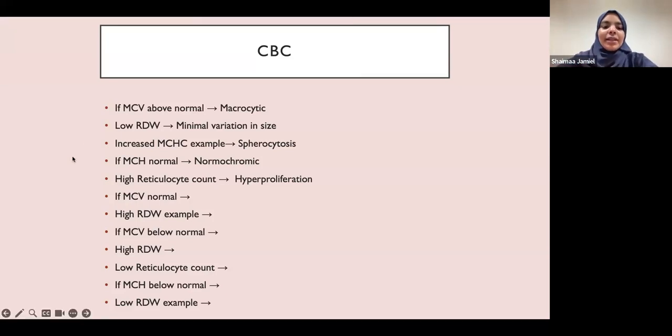No problem. Okay, if MCV is normal, what does that mean? Normocytic. An example of high RDW. Example. It is anisocytosis. Iron deficiency anemia. Yes. If MCV is below normal, what do we call this?